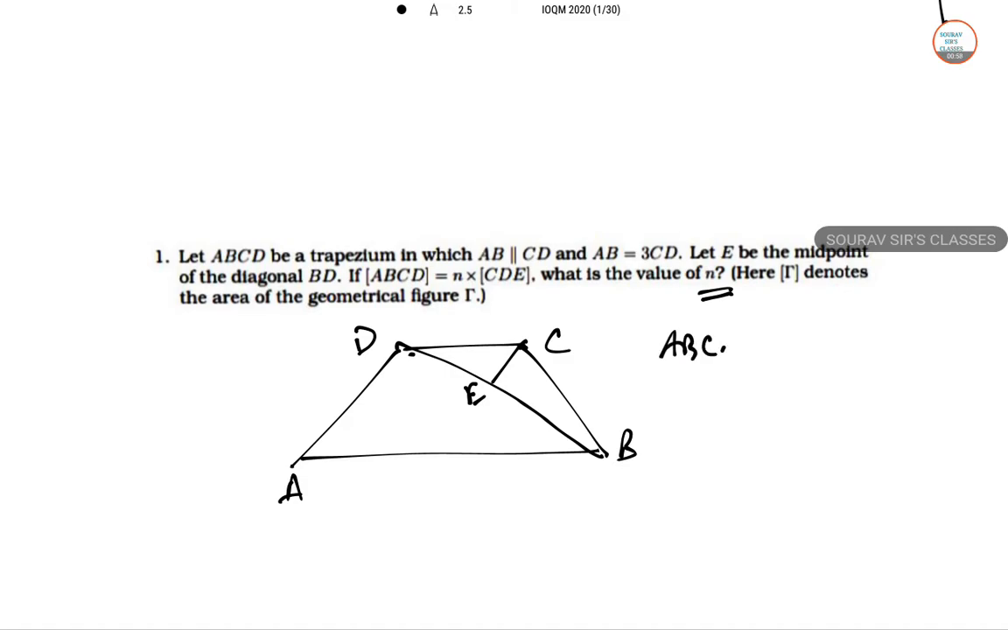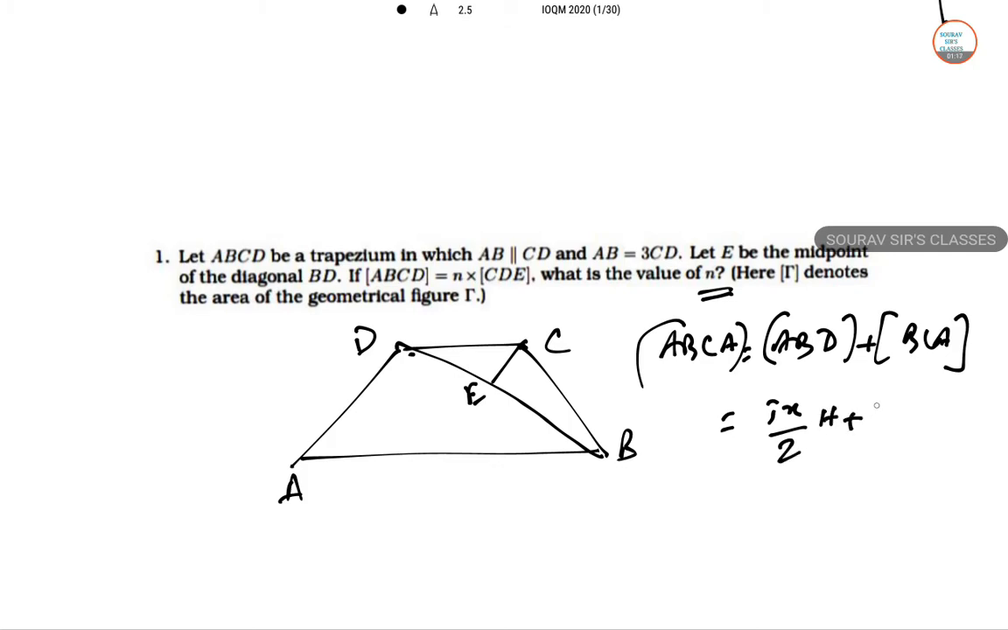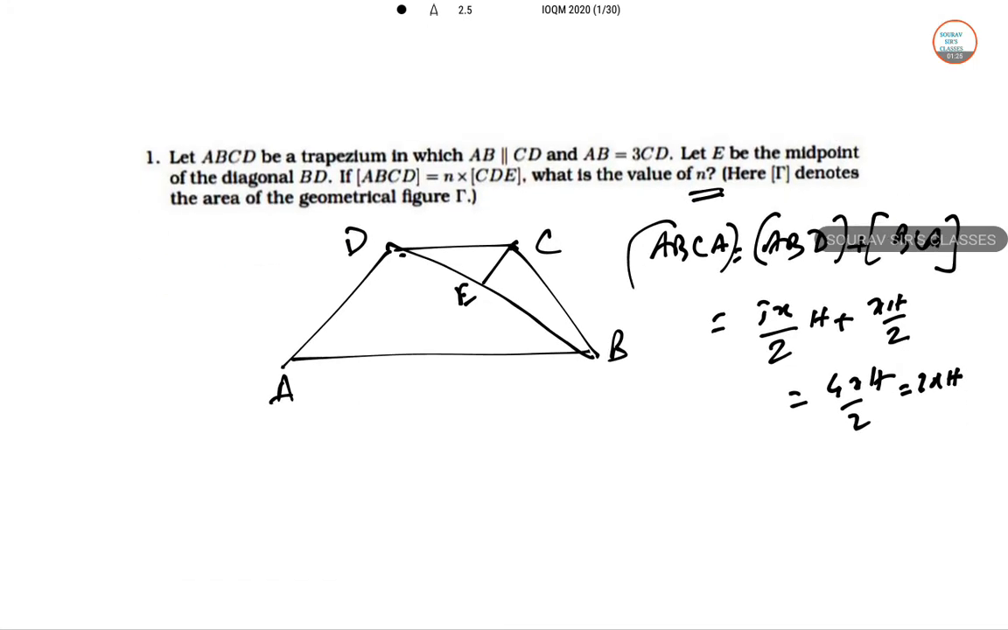So if we do ABD and BCD, now let's take the values 3x by 2 into h and xh by 2. So this is 4xh by 2, so 2xh. This is the area of ABCD.